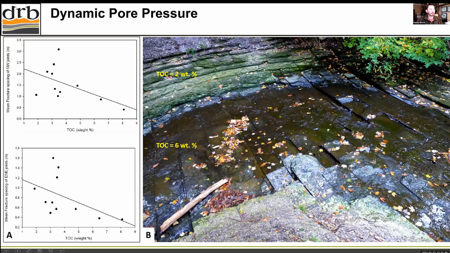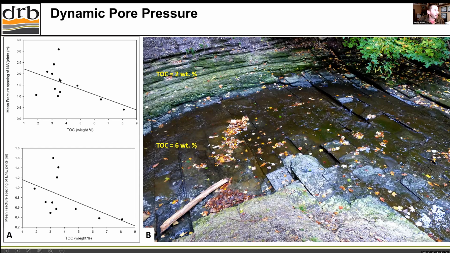Now, another interesting thing, this was an observation I made in the Cleveland area. This rock here is Cleveland Shale at about 6 weight % TOC, and note how heavily fractured that rock is. But then when we move up into these beds to about 2 weight % TOC, there's little to no fracturing other than what's carrying over up from these beds down below.